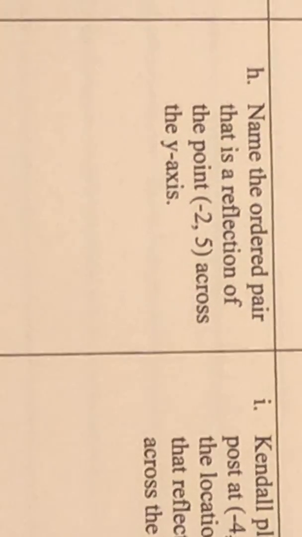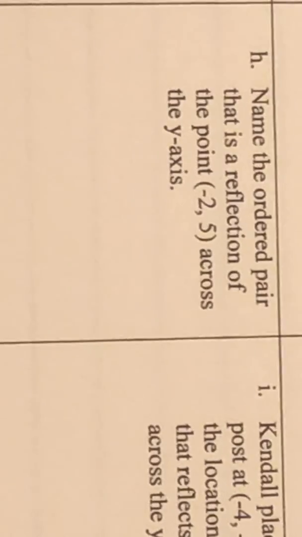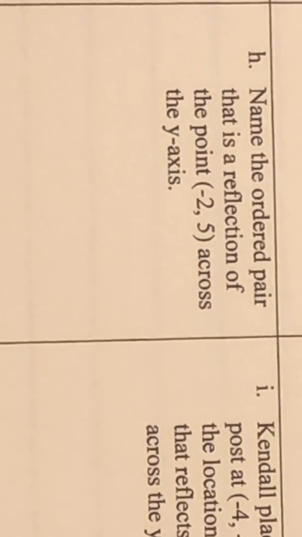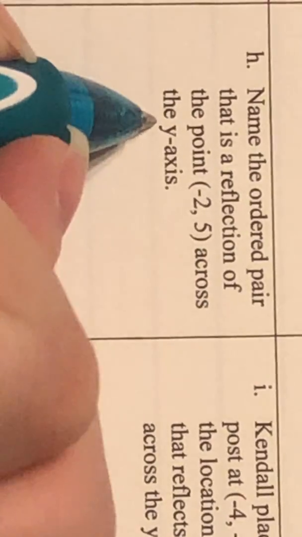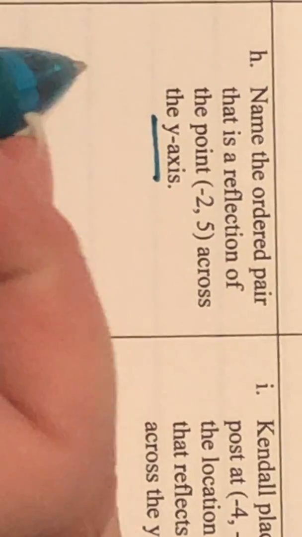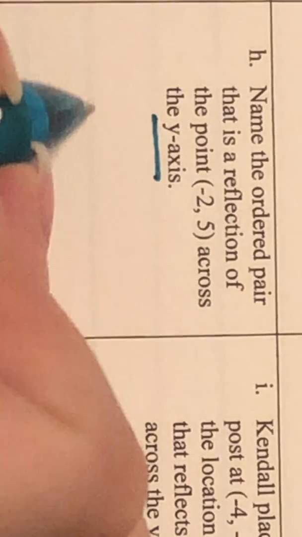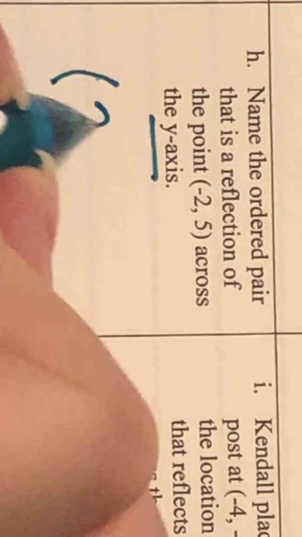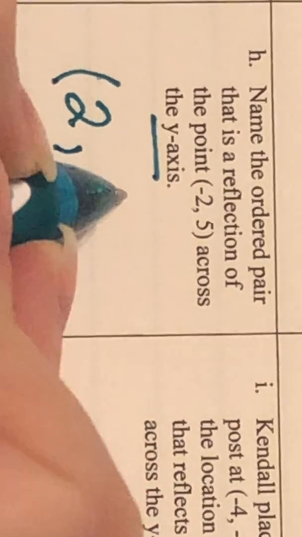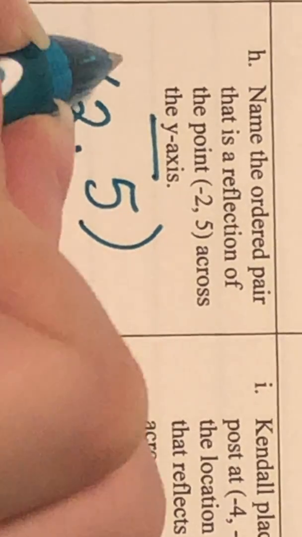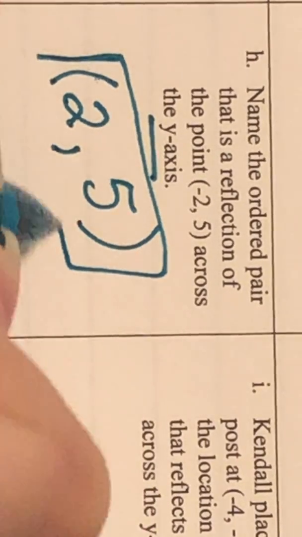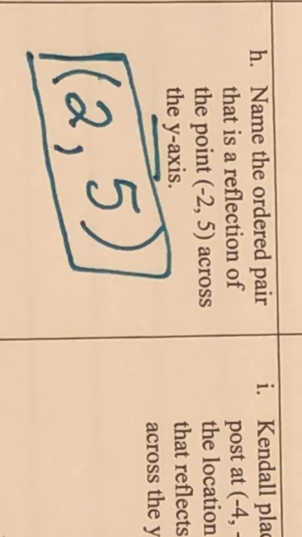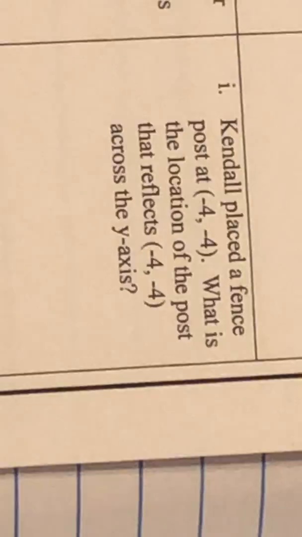Letter H, name the ordered pair that is a reflection of the point -2, 5 across the y-axis. Okay, so I go y-axis first, so y stays the same, x changes. So -2 becomes 2, and my y value stays the same. So I get 2, 5.